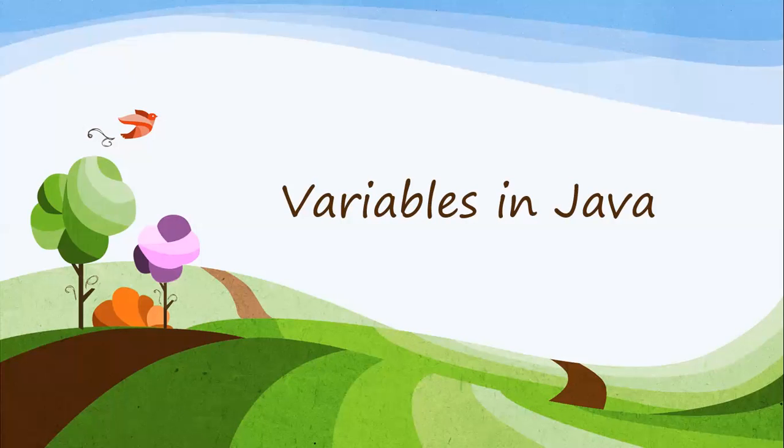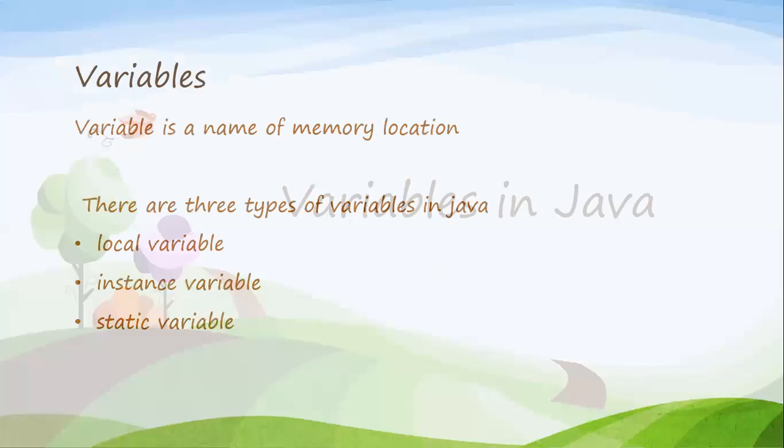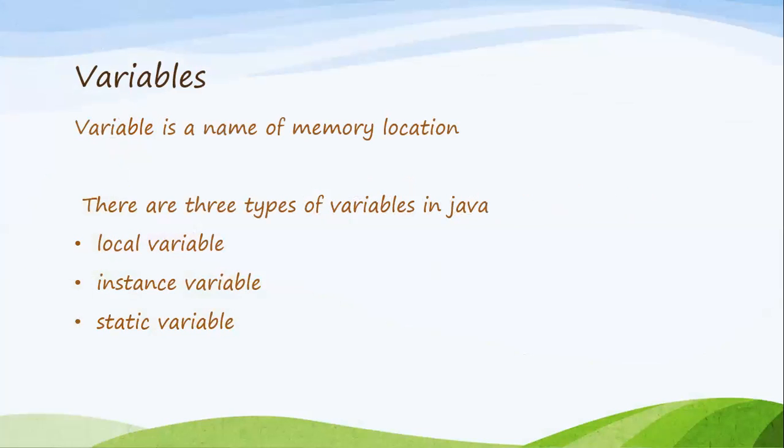In this video, we will learn about variables and data types in Java. So let's discuss variables in Java. A variable is a container which holds a value while the Java program is executed. A variable is assigned a data type. A variable is the name of a memory location.